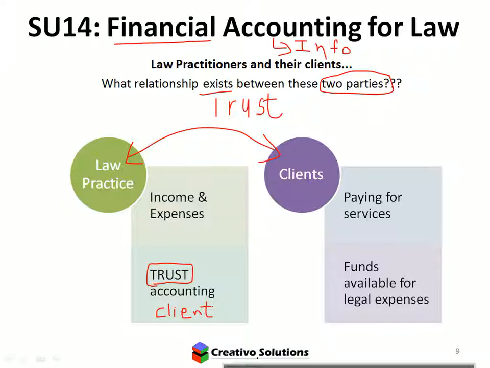So if the client gives us money, we need to show the client, well, this is your money in your account, i.e. the trust account, and this is the law practice's money. We're not going to be combining the two, they're completely separate. Yes, we're representing you, but they're still separate businesses or separate legal entities. The law practice will operate and the client will, inverted commas, operate. They'll run their own operations, pay for their own services, and fund their own expenses and so on.